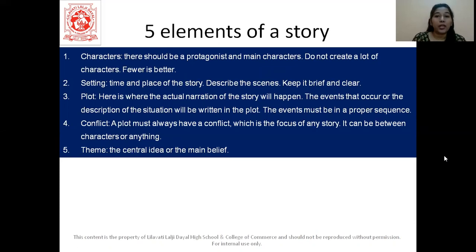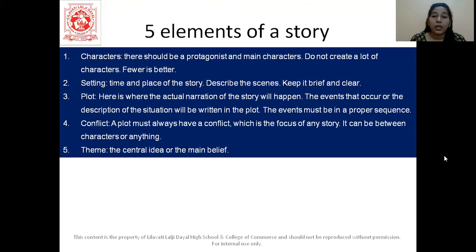Then comes in an important aspect which is your plot. So here is where the actual narration of the story will start. So the events that occur or the description of the situation will be written in the plot. So the events must occur in a proper sequence. Whenever you are starting your story, it has to be linked. There has to be a proper flow, a proper order in your story. So you don't write one thing first and then something else and come back to the first thing. No. There has to be a logical order to it.